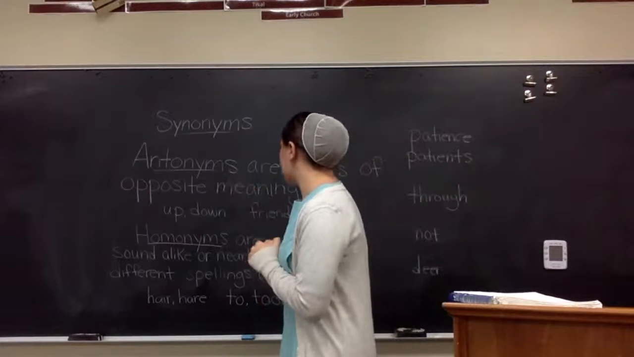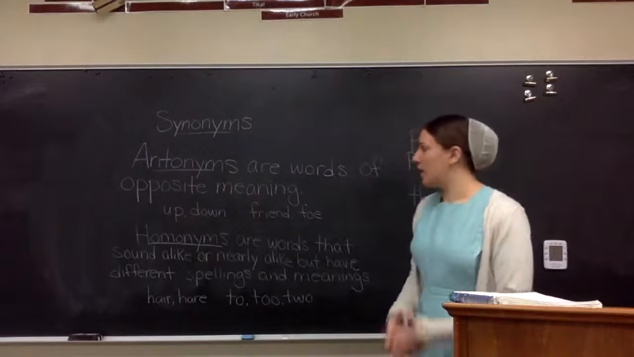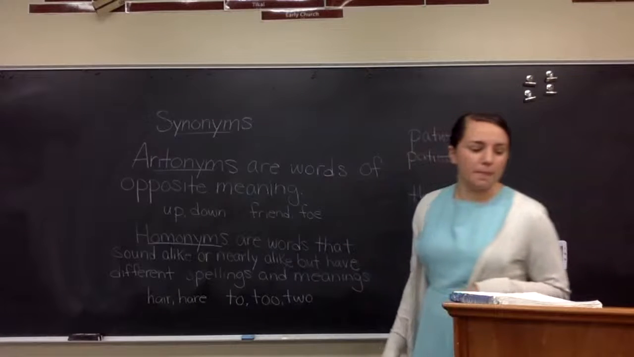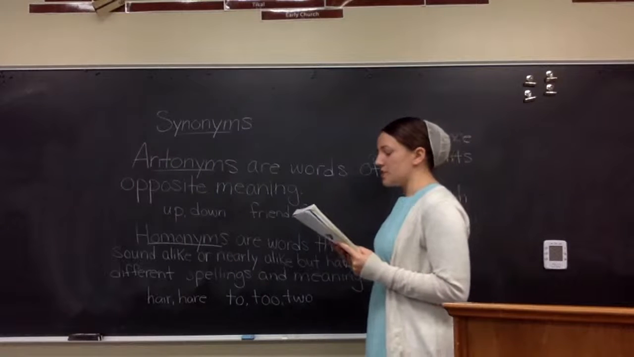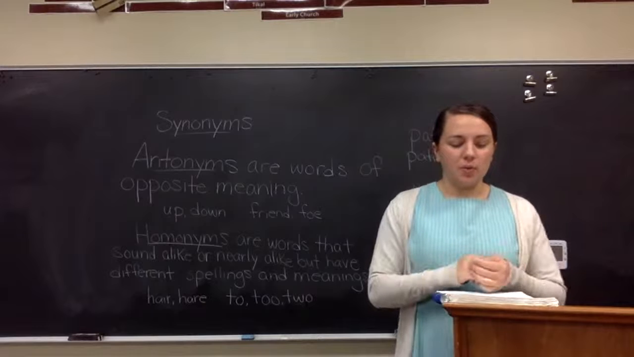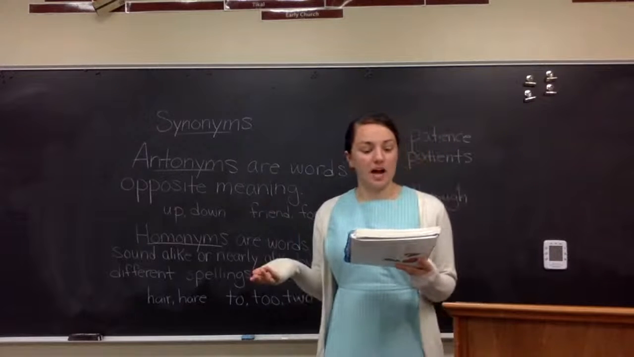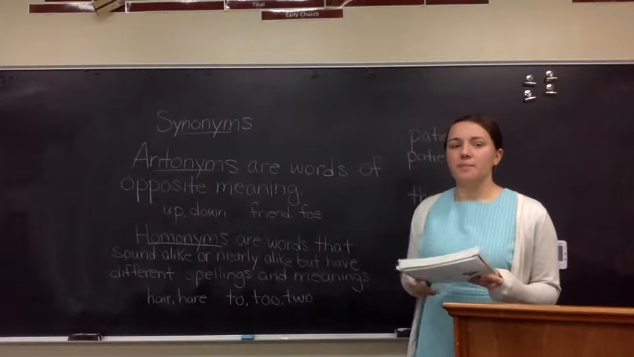A couple more examples that I have here: up and down. Those are antonyms. Friend and foe. Those are also antonyms. In your lesson today, you're going to be placing antonyms with the word that they are the opposite of. So you have a list of words and you need to put their antonym with them.